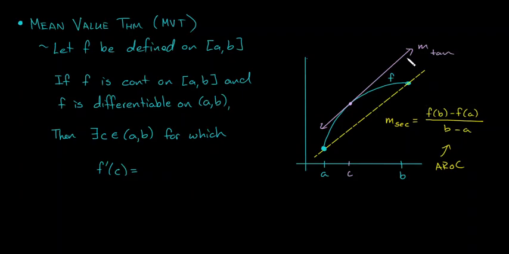And the slope of the tangent? The slope of the tangent is f prime, but it's going to be equal to the slope of the secant line, or that line, f of b minus f of a, all over b minus a, which is called the what? Average rate of change. I'll even put that right here again.